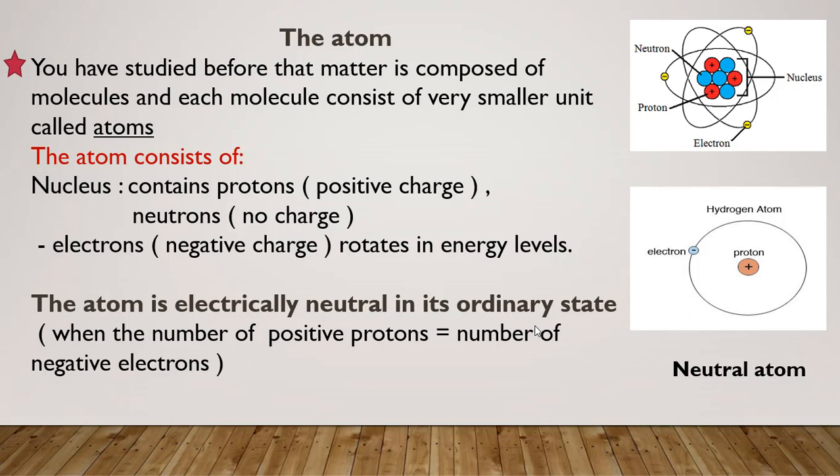We studied that the atom consists of a nucleus which contains protons, which are positive, and neutrons, which have no charge, or we call them neutrally charged. Around the nucleus there are electrons which have negative charge, and the electrons rotate in energy levels around the nucleus. Generally, we said that the atom is electrically neutral in its ordinary state. Why? Because the number of positive protons equals the number of negative electrons.